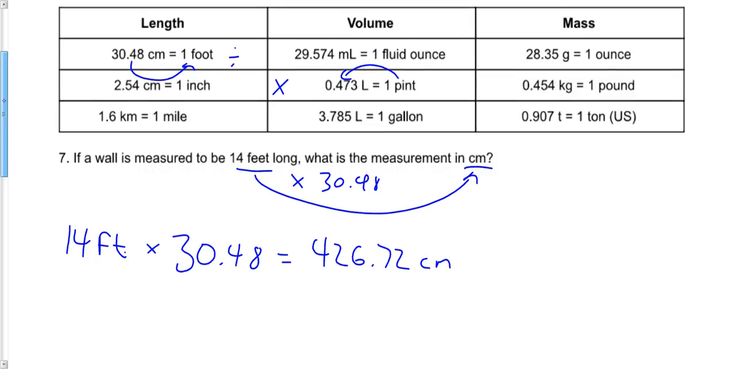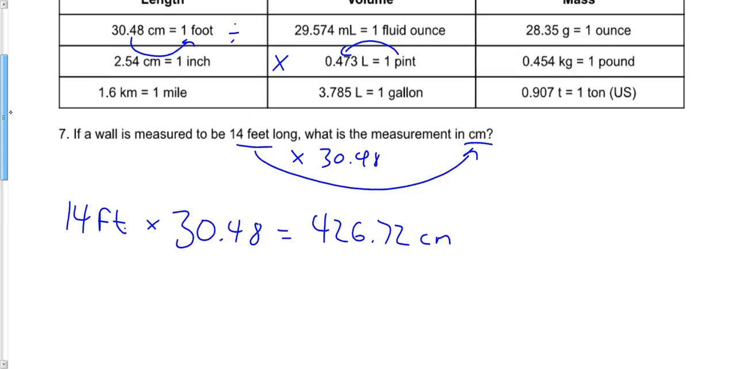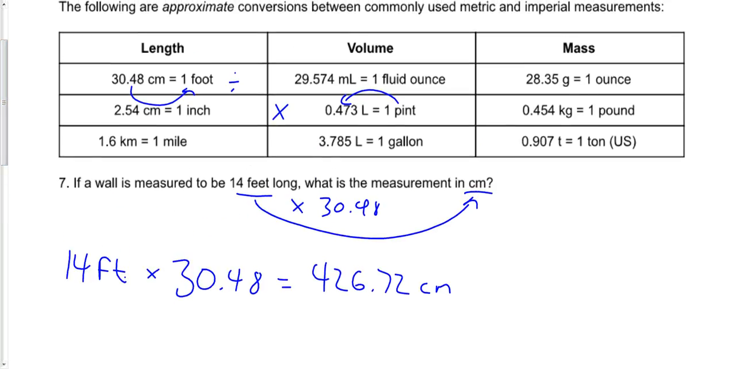Okay, so let's do a second example. It says if a container has a volume of 4 liters, what is its volume in gallons? Here we're trying to go from liters to gallons, so we're going from the metric to the imperial. If we're going to go from metric to imperial, that means we're going to be dividing by the conversion rate. If we look at our table of values, to go from liters to gallons, we're going to be dividing by 3.785.